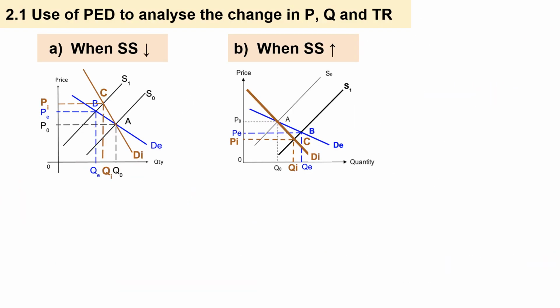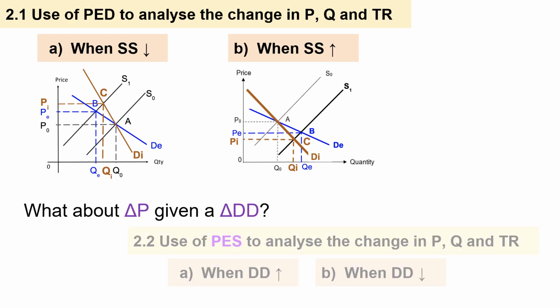Then in summary, what we did so far is we've been using PED to analyze what happens to total revenue when there is a fall in supply and when there's a rise in supply. So we only did PED so far, there's still PES. So for PES, when do we use it? It's when there's a change in demand. We need to find out what happens to price. How will price change?